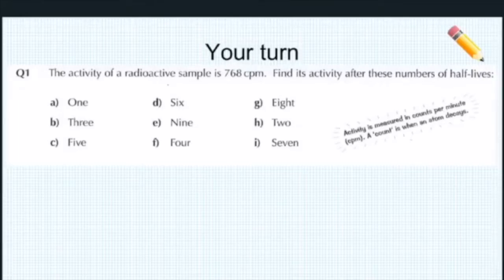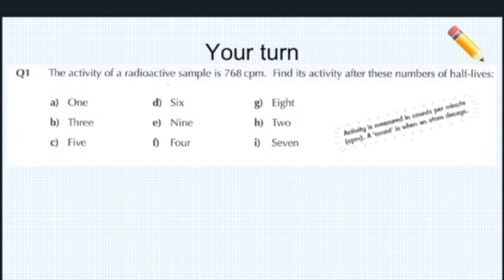Let's have a look at some answers to these questions. So, question 1, the activity of a radioactive sample is 768 counts per minute. Find its activity after these numbers of half-lives. Okay, well, finding them in a weird order is not particularly sensible. So what we're going to do is find them in numerical order, and then we'll put them in the right order, or the order of the questions, once we've done that.